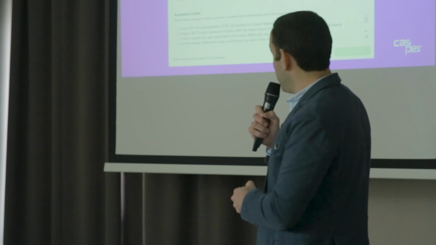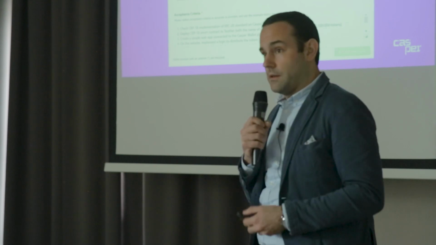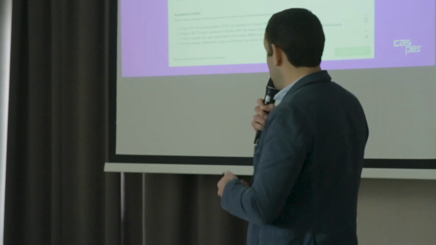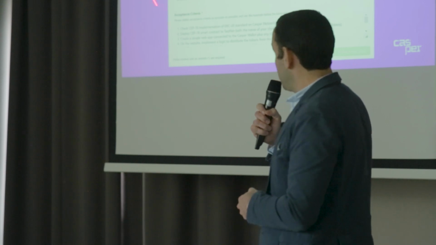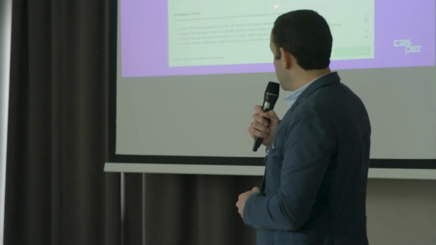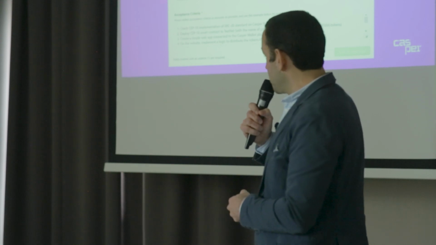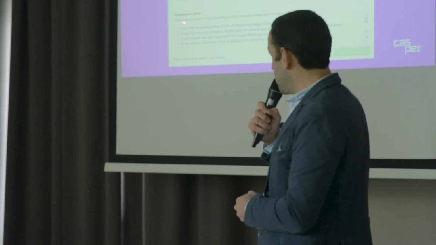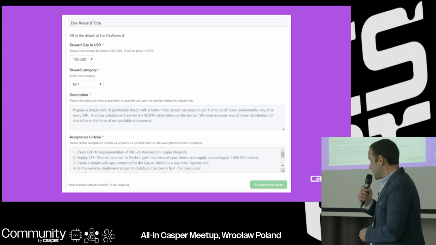So first of all, it's the reward size. You can propose which size of the reward you expect. Then, of course, the category. It's quite self-explaining. And then, of course, the description: what is the proposal about? And also the acceptance criteria.